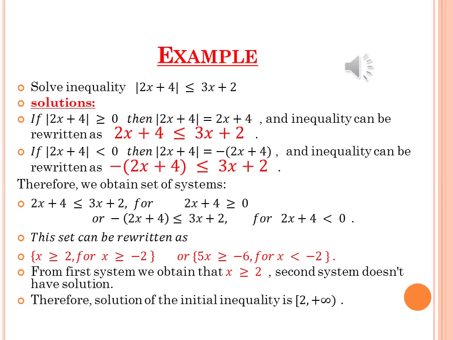So we have two results: x greater than 2 for x greater than negative 2, or 5x greater than negative 6 for x less than negative 2. So the first system gives x greater than 2. The second system doesn't have a solution. Then the solution to this inequality is from 2 to infinity. It's a good problem.